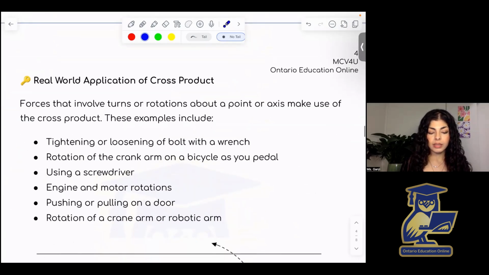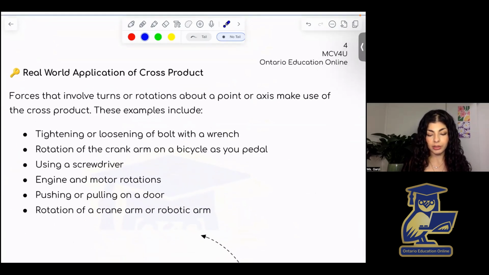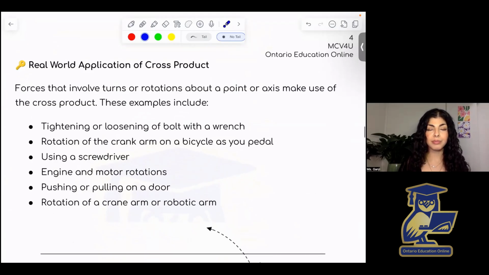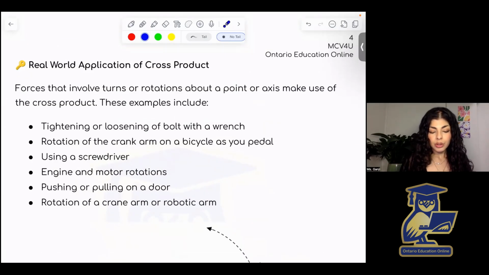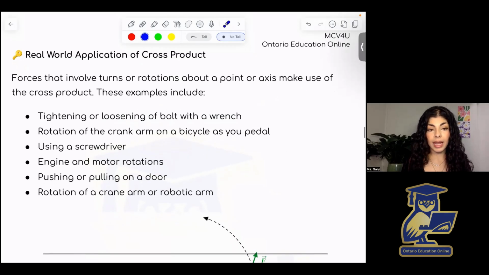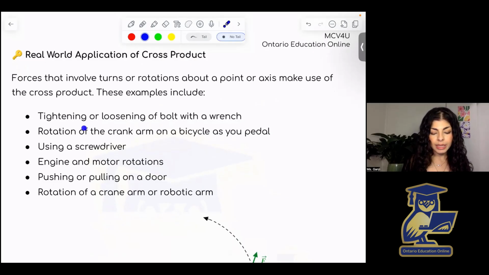Now, we're going to look at some real-world applications of cross products. So yes, it can help us with area of parallelograms, but what about expanding it to the real world? So forces that involve turns or rotations about a point or axis make use of the cross product. Some of these examples, and these are just a few, there's probably a lot more examples that use the cross product. But for example, tightening or loosening a bolt with a wrench.